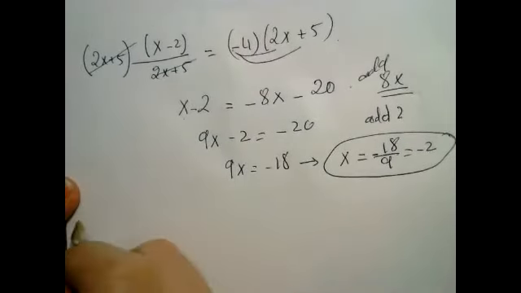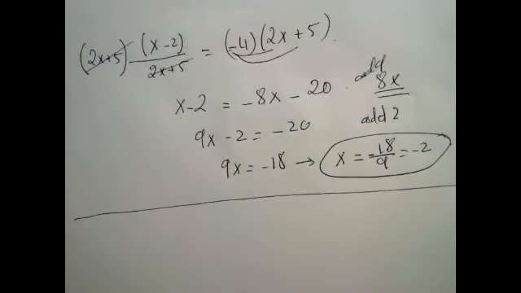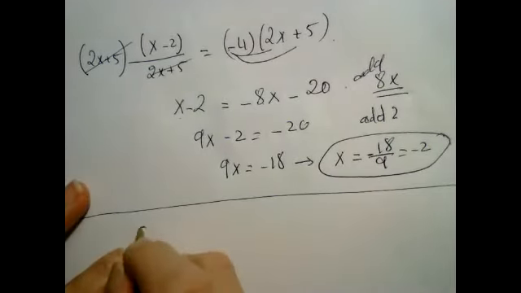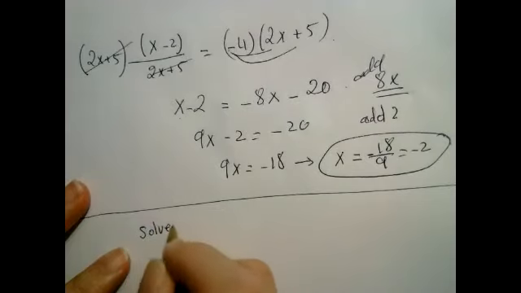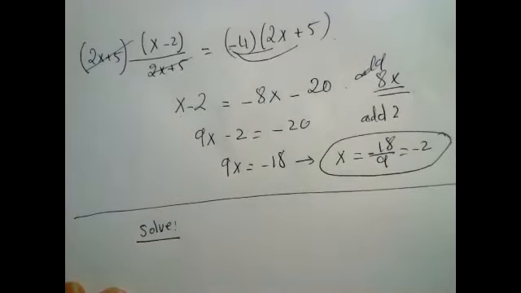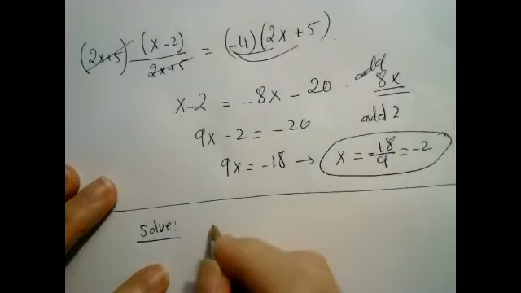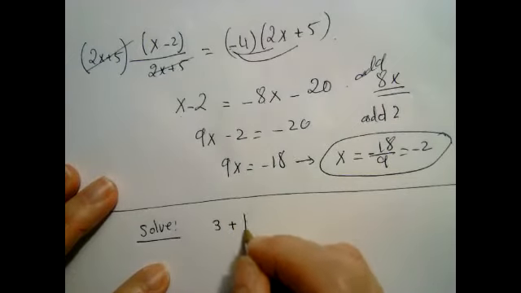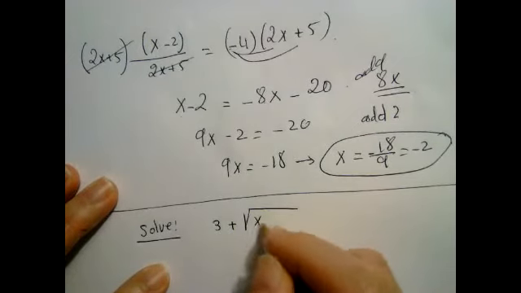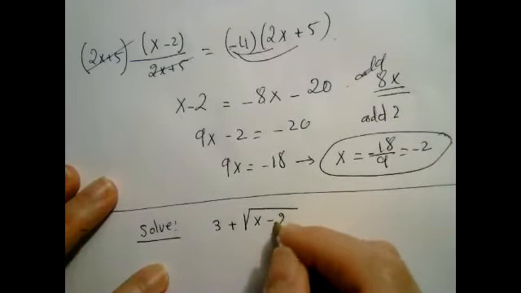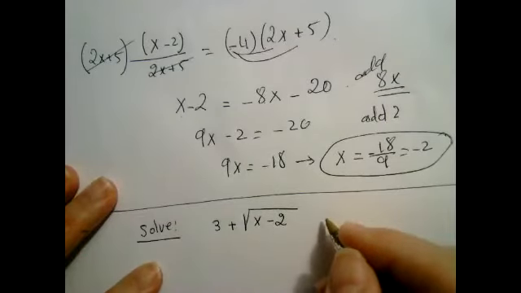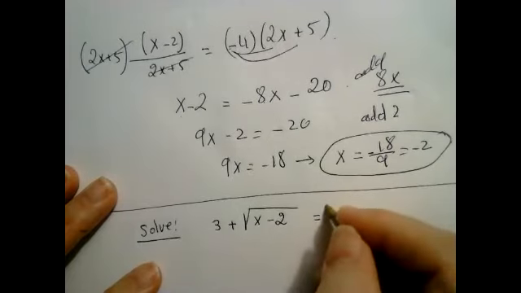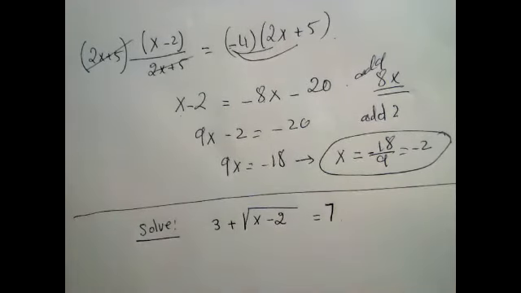I'll do one more along the same line, and then I will assign some for next time. Another problem is: solve the following. 3 plus the square root of x minus 2 equals 7. Solve means find the value of x such that this is satisfied.